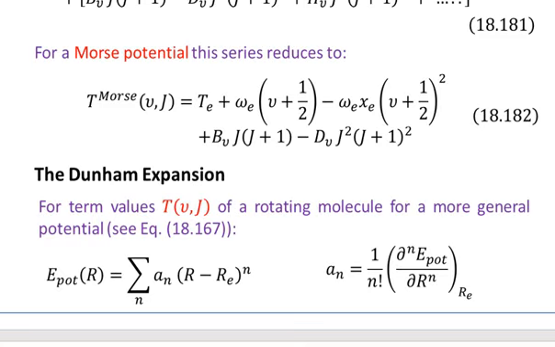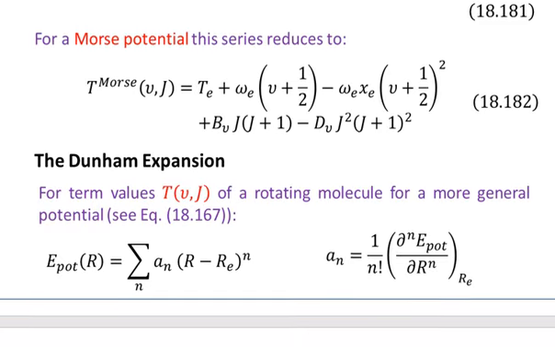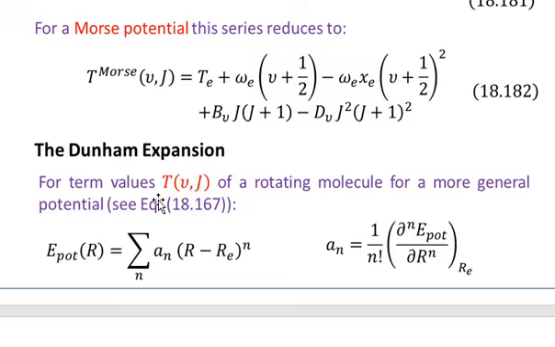Now I am going to define the Dunham expansion. The term values T of V and J of a rotating molecule for a more general potential is given over here. And this more general potential which I am mentioning is given in equation number 167, and from that one, I have written the potential given below, but in a slightly modified form.